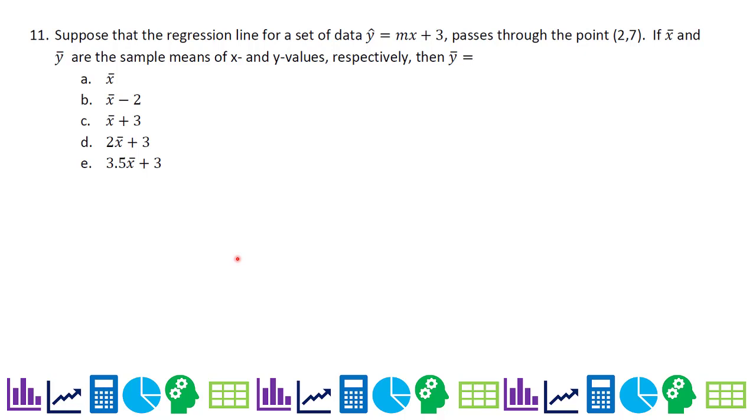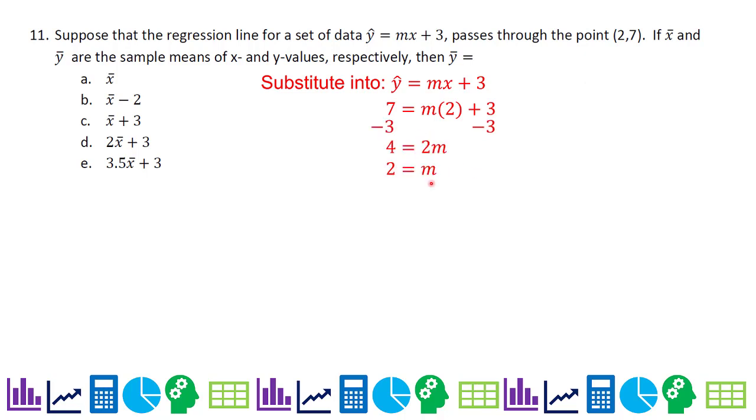Number 11, suppose that the regression line for a set of data, y hat equals mx plus 3, passes through the point (2, 7). If x bar and y bar are the sample means of x and y values respectively, then the equation for y bar is what? First of all, we're going to substitute into the equation they gave us. They told us that it passes through the point (2, 7), so I'm going to put 2 in for x and 7 in for y. Then I'm going to subtract 3 from both sides, and I find out my slope is 2. So my equation is y hat equals 2x plus 3. Well, if they want to know y bar, all I have to do is replace x with x bar there, and that gives me y bar. So the correct answer is D.